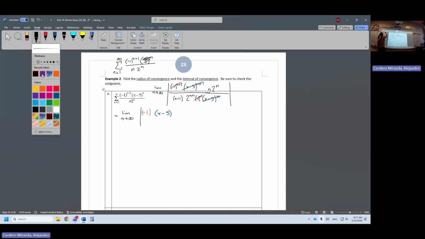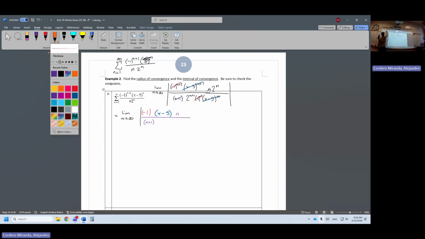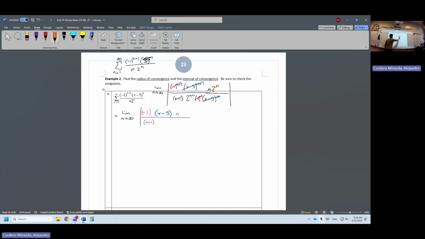The n's, this is another case where you feel like something should cancel here with n and n plus 1, but they just don't. So both of those gotta stay. I shouldn't have crossed them out, but I'm just saying, I've dealt with these now. And then the 2 to the n's, all of them will cancel except the 2 on the bottom. So I'm out of colors. Orange, these cancel these, and I'm left with 2 down here.